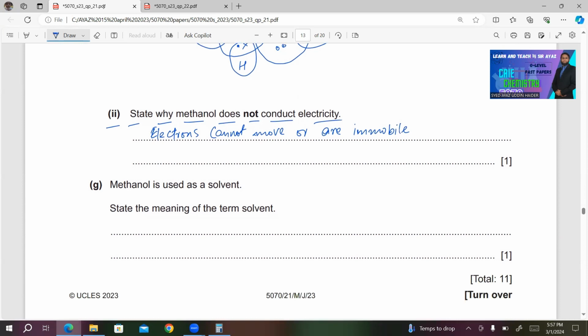Part G, methanol is used as a solvent. State the meaning of the term solvent. Solvent is a liquid that dissolves a solute.